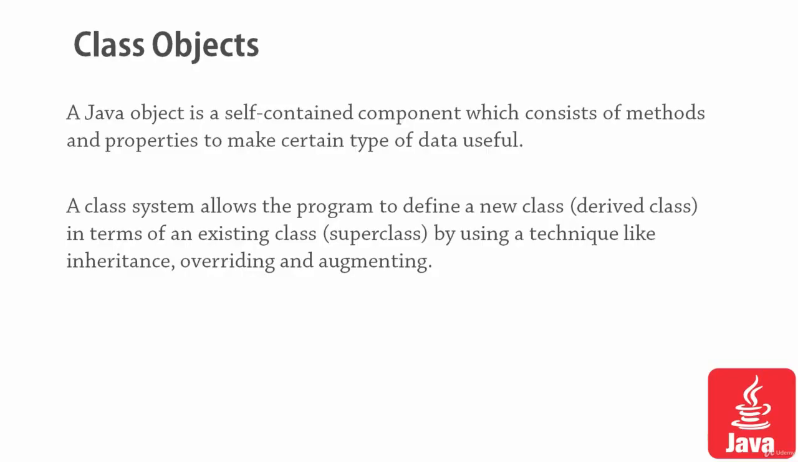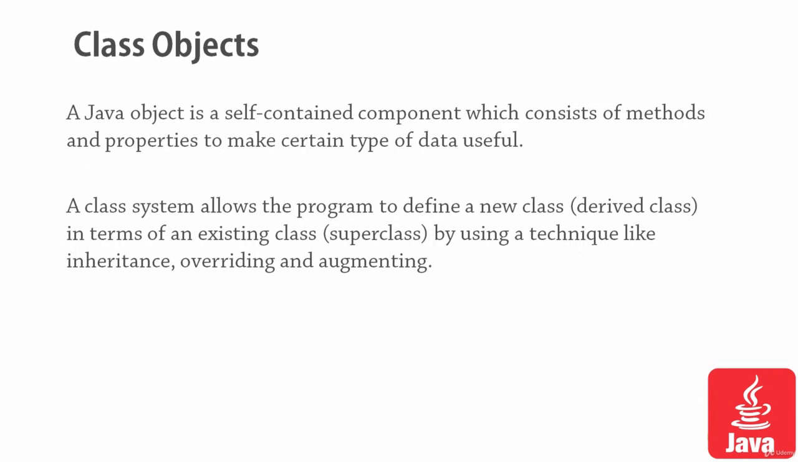So let's start. We all know that there are different objects referring to the same class. We can create multiple objects for the same class that are also called instances based on different cases or uses. A Java object is a self-contained component which consists of different methods and properties of the same class to make certain type of data useful. It has a specific value.